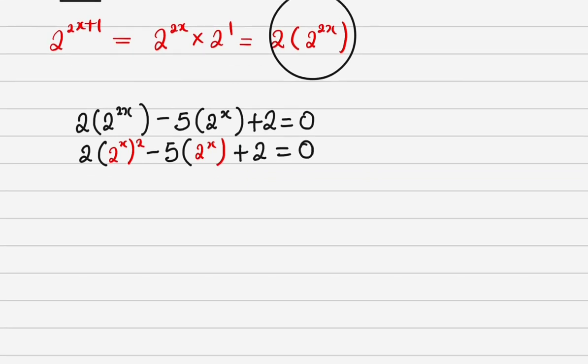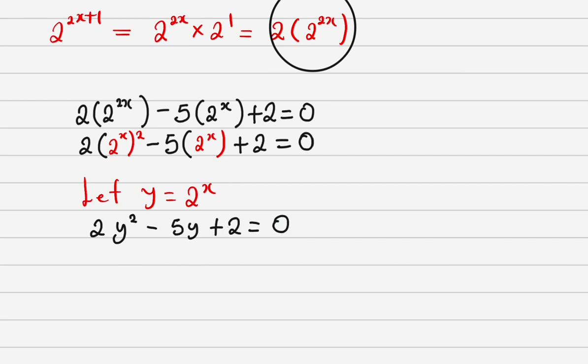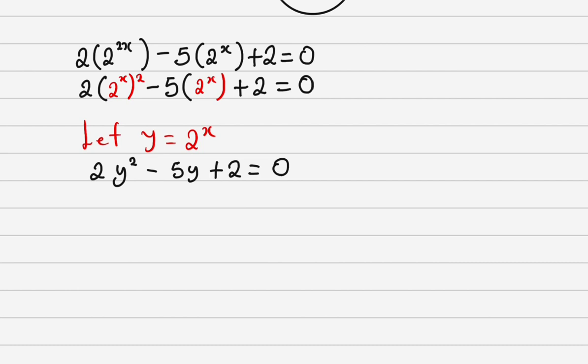So the next thing I will do, I will tell myself that let y be equals to 2 raised to power x. This is very important because it's going to take care of the indices problem that I have. So I'm going to have 2y squared minus 5y plus 2 is equals to 0. Solving it quadratically, this is what I'm going to have.